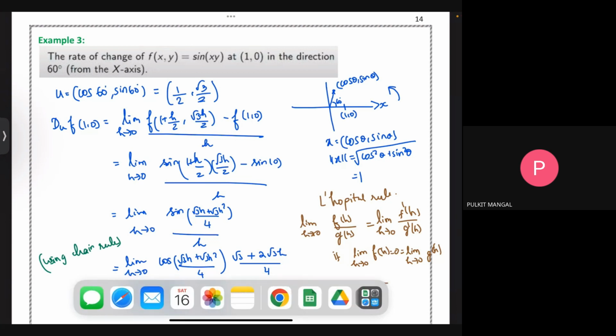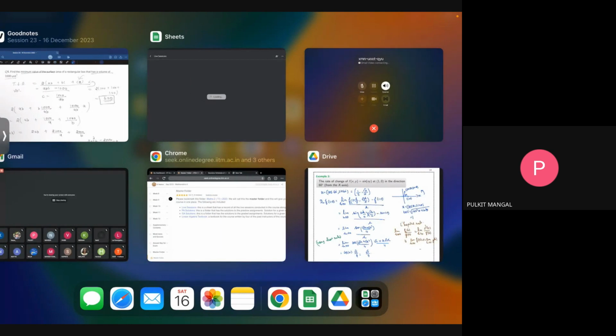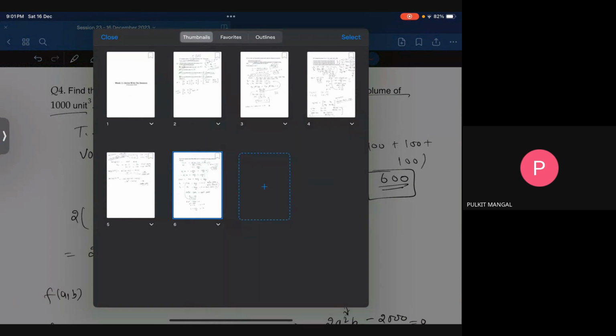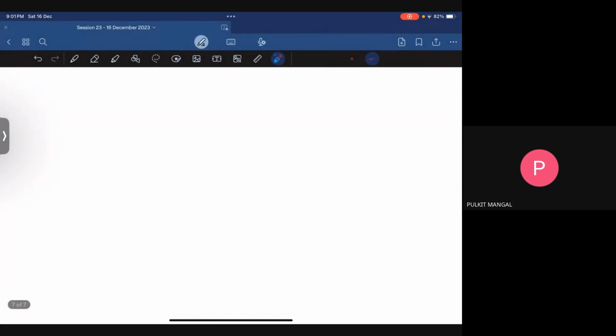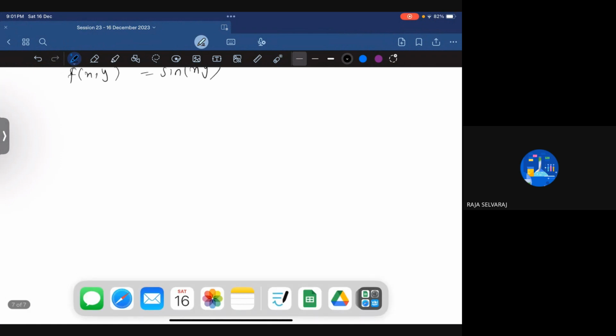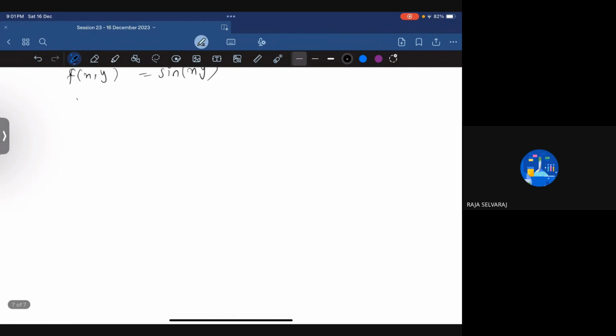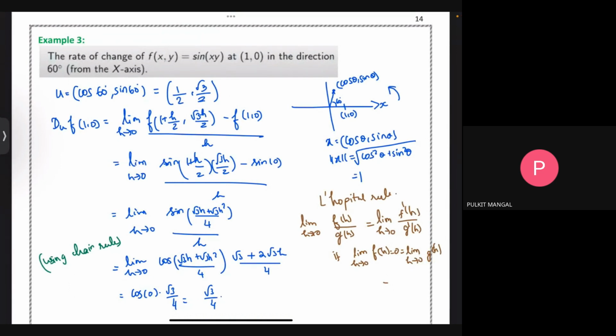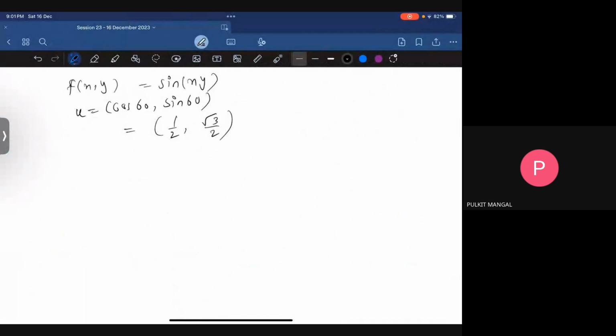My function was sin of xy, right, at the point 1 comma 0. And the unit vector was cos 60 comma sin 60, that is 1 by 2 comma root 3 by 2, at 60 degrees from the x-axis. So the gradient method should work.